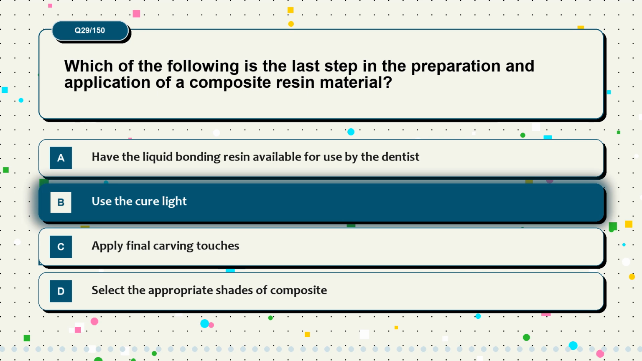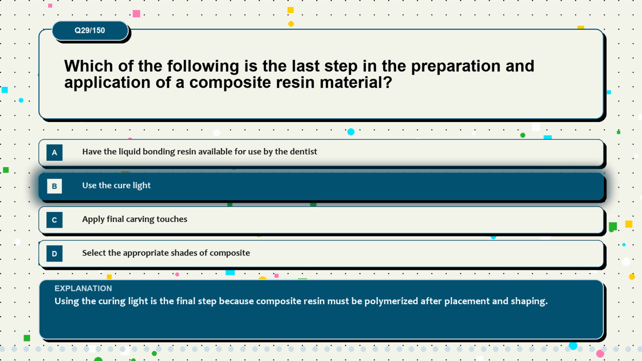The correct answer is option B. Use the cure light. Using the curing light is the final step because composite resin must be polymerized after placement and shaping.